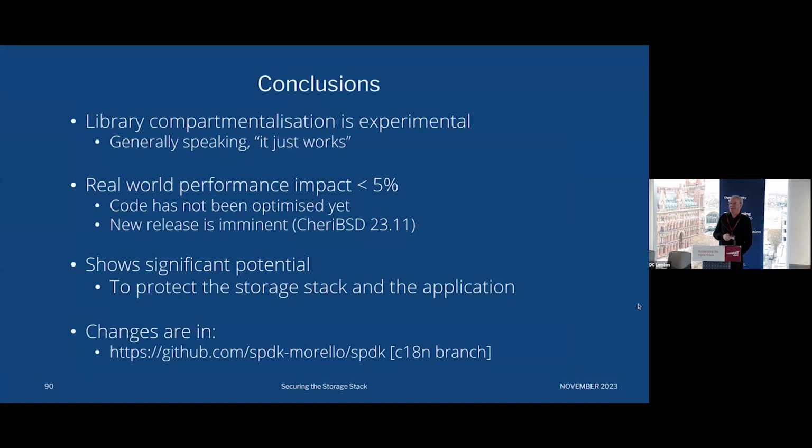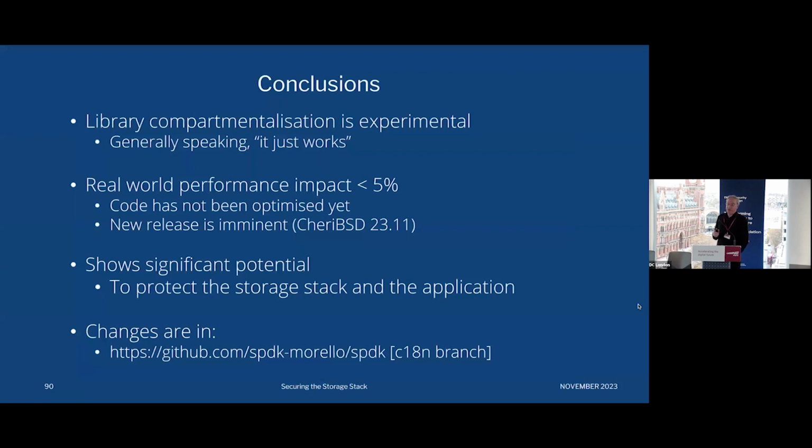Okay, so some conclusions. Library compartmentalisation in general just worked. It was very easy to use. It was good. Real world performance impact, I saw about 5%. That's not a rigorous result. It's purely based on the storage stack that we were looking at. And I would say that the code has not been optimized yet.